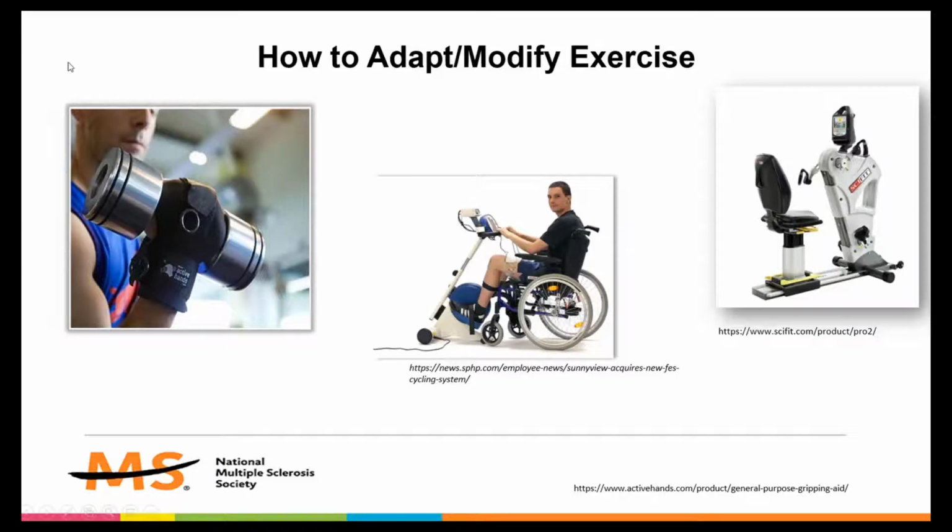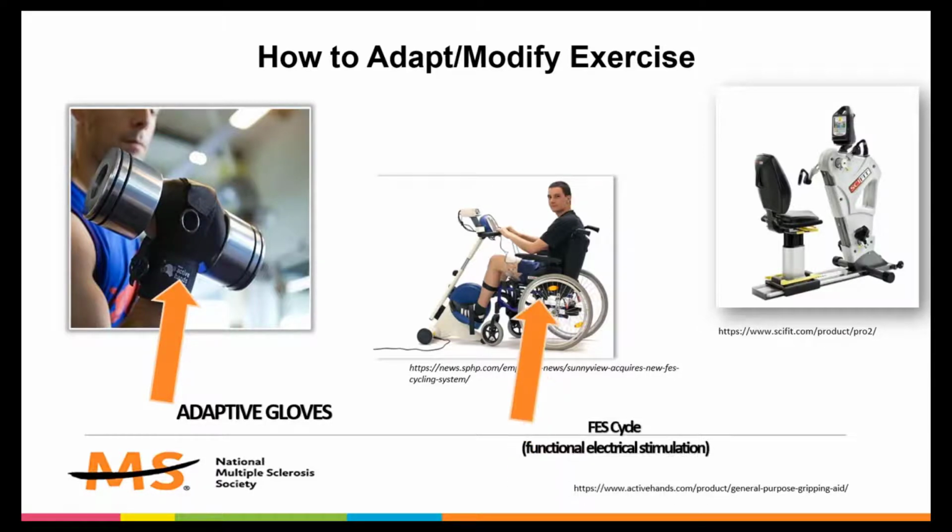For those with a weakened grip strength, try using adaptive gloves to help hold on to equipment. For those that are properly trained, FES bikes or functional electrical stimulation is a great way to provide electrical stimulation to specific muscle groups during exercise.